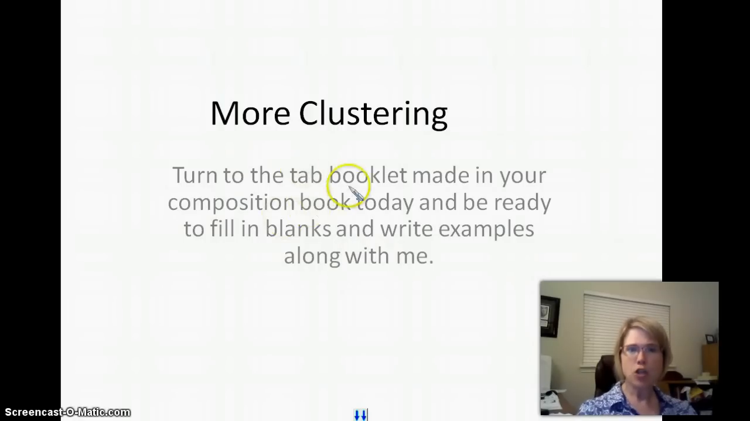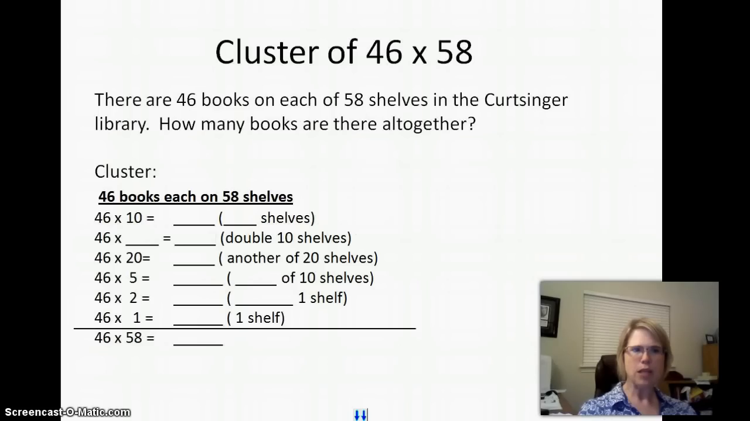You should have received the 2 pages that go along with today's video. My intention was for you to make a tab booklet before you came home today, but if not, that's okay. Just take the 2 pages and fill out the information that you're about to see, and we'll get that made into a tab booklet tomorrow. So we're talking about clustering, more clustering today.